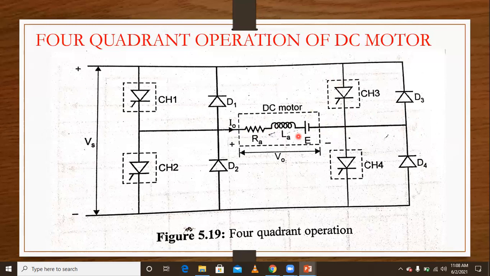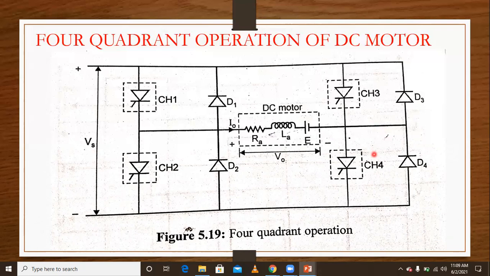Third quadrant operation is also known as reverse motoring mode. When CH3 is turned off, negative current freewheels through CH2 and D4, like this. The current is in the opposite direction. Here the current is negative and the supply voltage is negative. That's why the motor operating in third quadrant is called reverse motoring mode. So V0 and I0 are controlled in third quadrant operation.